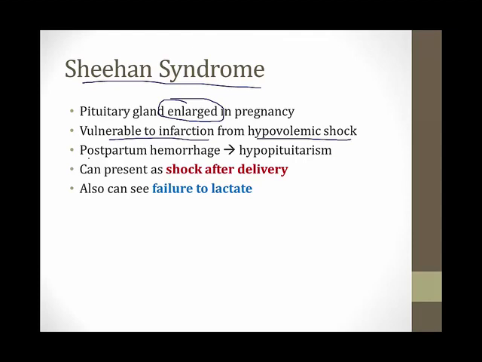So if a woman suffers postpartum hemorrhage and hypotension, she can damage her pituitary gland and develop hypopituitarism. If this is severe, it can present as shock after delivery from low cortisol levels. If it's not severe, it may present as a failure to lactate from loss of prolactin.